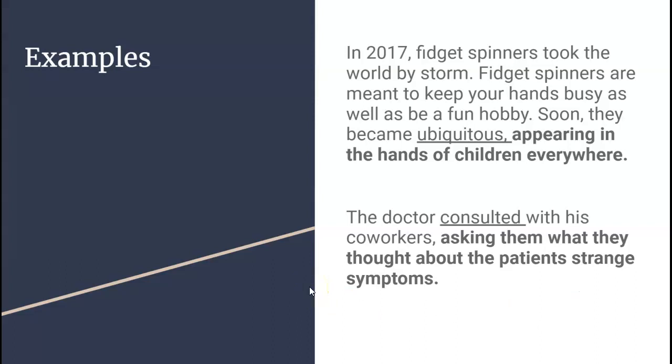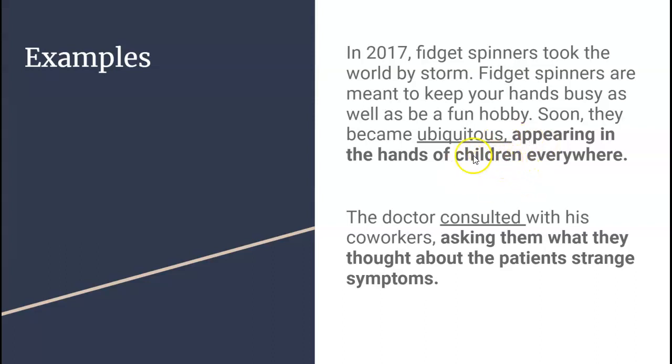So some examples of restatement or synonym context clues are, "In 2017, fidget spinners took the world by storm. Fidget spinners are meant to keep your hands busy, as well as being a fun hobby. Soon they became ubiquitous, appearing in the hands of children everywhere." Oh boy, do I remember the fidget spinner days. Our unknown word here is ubiquitous, and I see a comma, which was one of the clues that we had for this type of context clue.